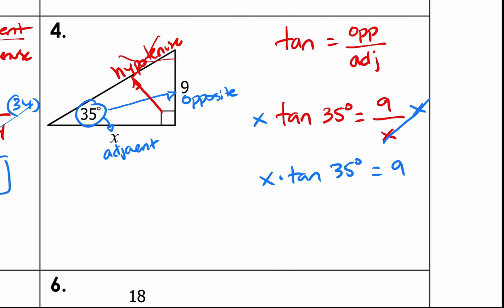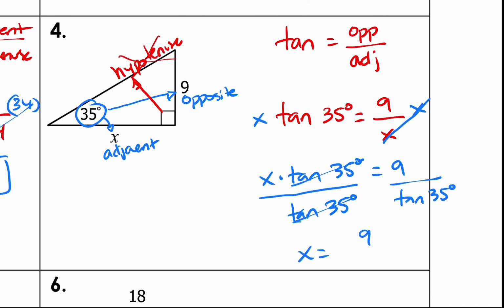And so now since x is being multiplied to the tangent of 35, I'm going to divide both sides by the tangent of 35 degrees, and they will cancel. So x will equal 9 divided by tangent of 35 degrees, and then you can plug that into your calculator. 9 divided by tan 35, and make sure it's in degrees. Hit enter, and we get 12.85, which is the same thing as 12.9.